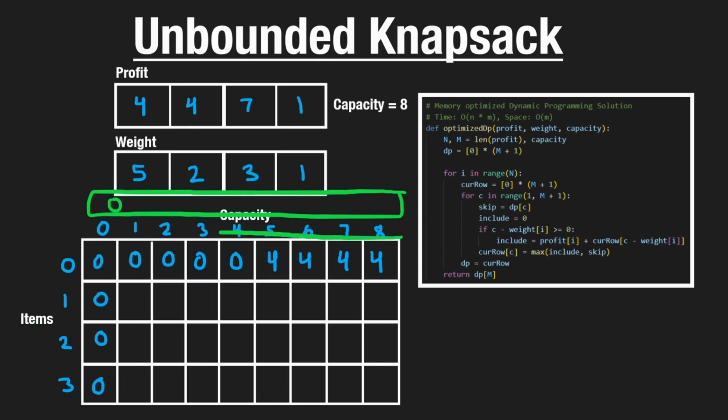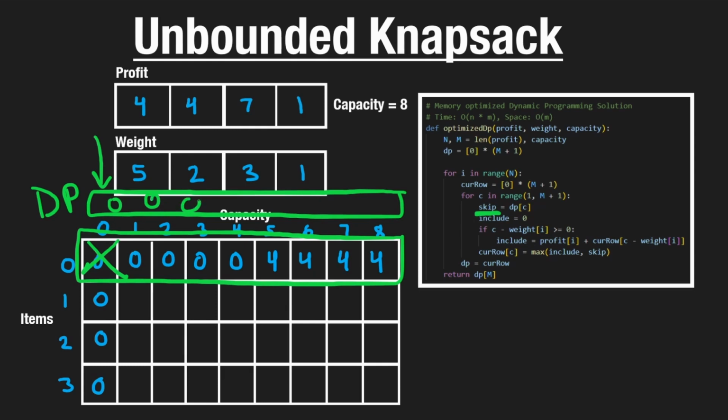So now our job is going to be to build the second row. We're going to create that, and we're going to call it current row. It's going to be the same size, and it's also going to be all zeros initially. We would go position by position, and we would say if we skip this item, we're going to go to the previous row, which we called DP, and we would go to the same capacity that we had, and that would be our skip value.